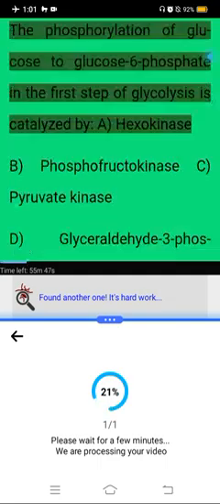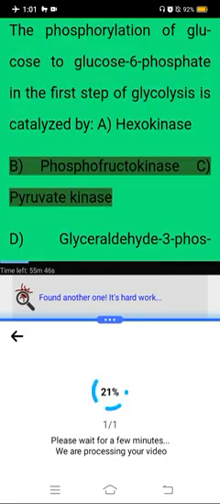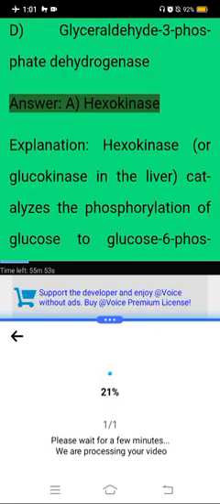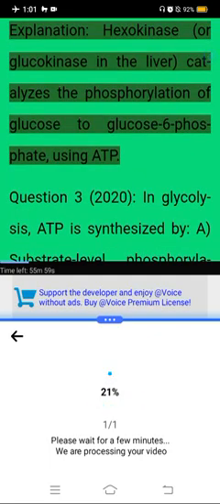Question 2, 2017. The phosphorylation of glucose to glucose 6-phosphate in the first step of glycolysis is catalyzed by A. Hexokinase, B. Phosphofructokinase, C. Pyruvate kinase, D. Glyceraldehyde 3-phosphate dehydrogenase. Answer: A. Hexokinase. Explanation: Hexokinase, or glucokinase in the liver, catalyzes the phosphorylation of glucose to glucose 6-phosphate, using ATP.